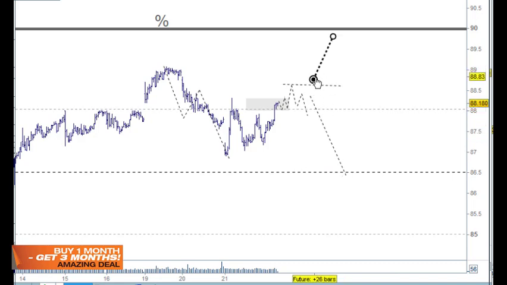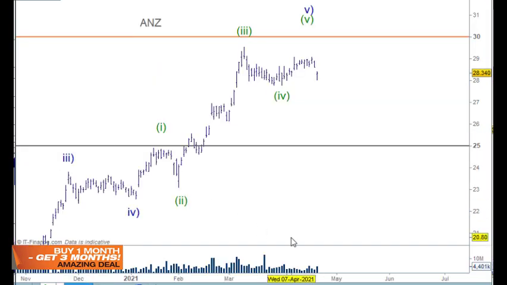So if you see CBA up here somewhere, then you know that we're bullish at that point. Okay. That simple. We'll have a look at ANZ while we're here as well quickly. We've also been stopped out with ANZ as well. So we'll just see how this plays out.